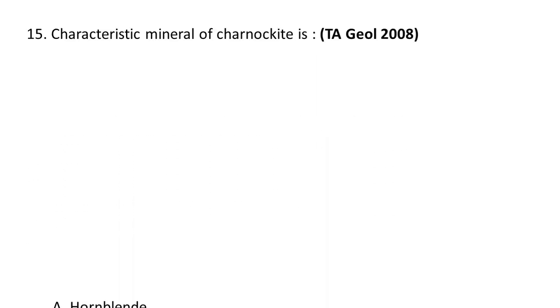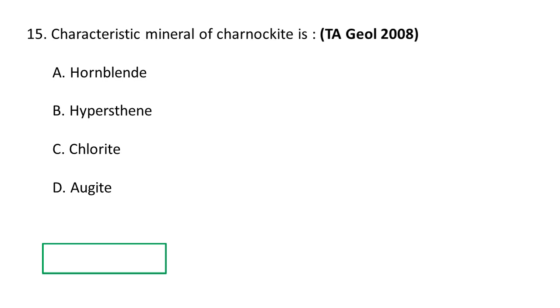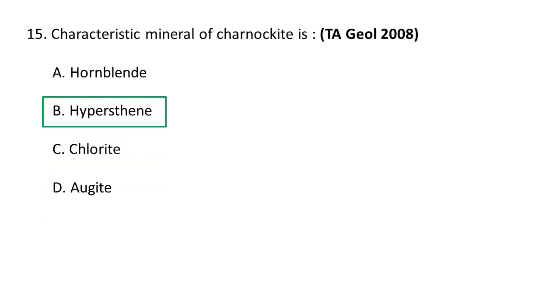Next question. Characteristic mineral of charnockite is A. hornblende, B. hypersthene, C. chlorite and D. augite. So characteristic mineral of charnockite is hypersthene. It is a typomorphic mineral of charnockites and a pyroxene, and the name comes from the Greek word for over strength, and it refers to its hardness, which is greater than the amphibole mineral hornblende. So that's why the characteristic mineral of charnockite is hypersthene. B is the correct option.